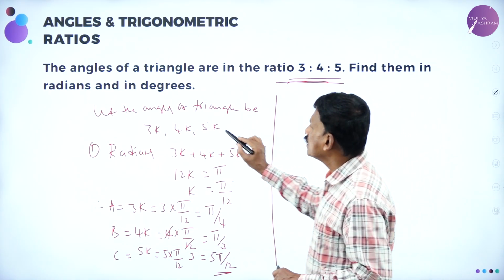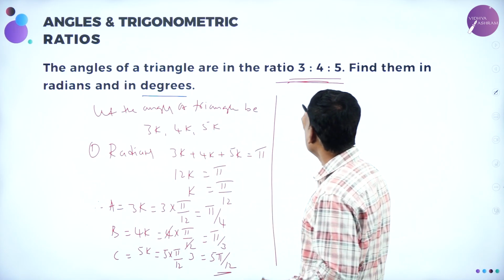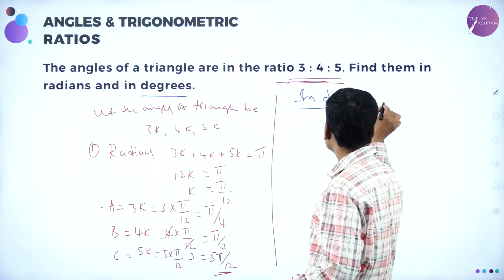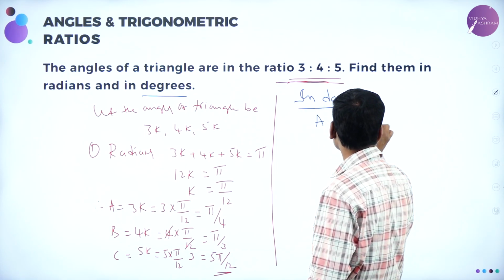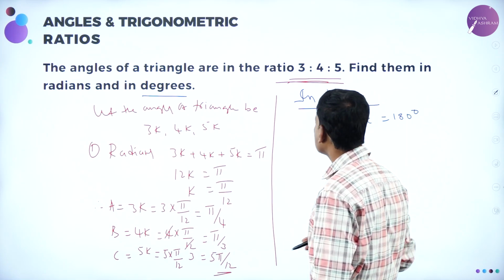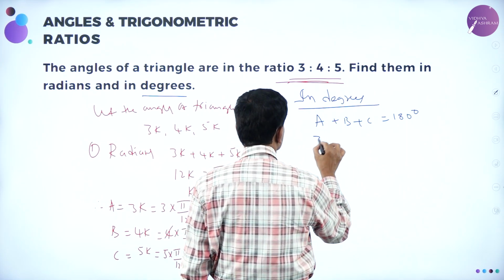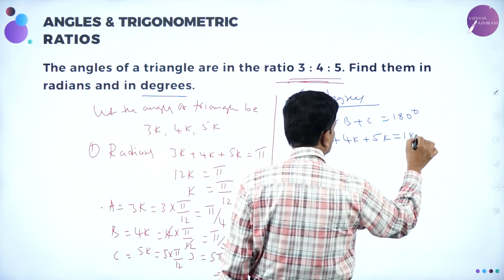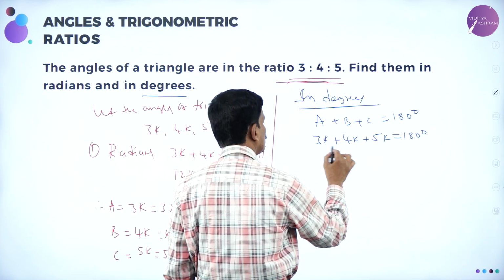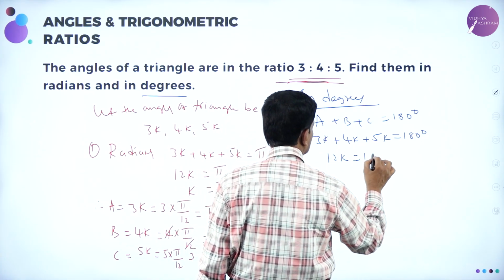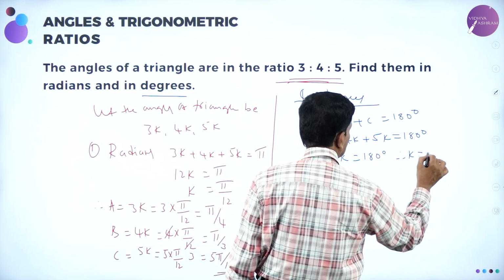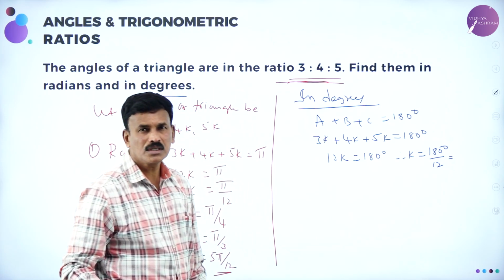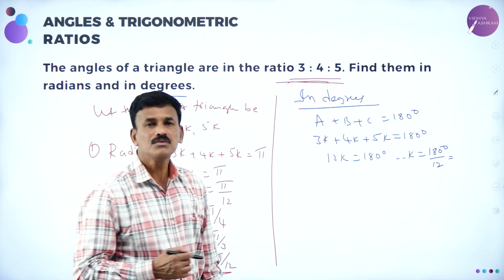What is the second part? Express them in degrees. So, in degrees, sum of three angles A plus B plus C is equal to 180 degrees. What is A plus B plus C? That is 3K plus 4K plus 5K is equal to 180 degrees. 5 plus 4, 9 plus 3 is 12K is equal to 180 degrees. Therefore, K is equal to 180 divided by 12. 180 divided by 12 is equal to 15 degrees.